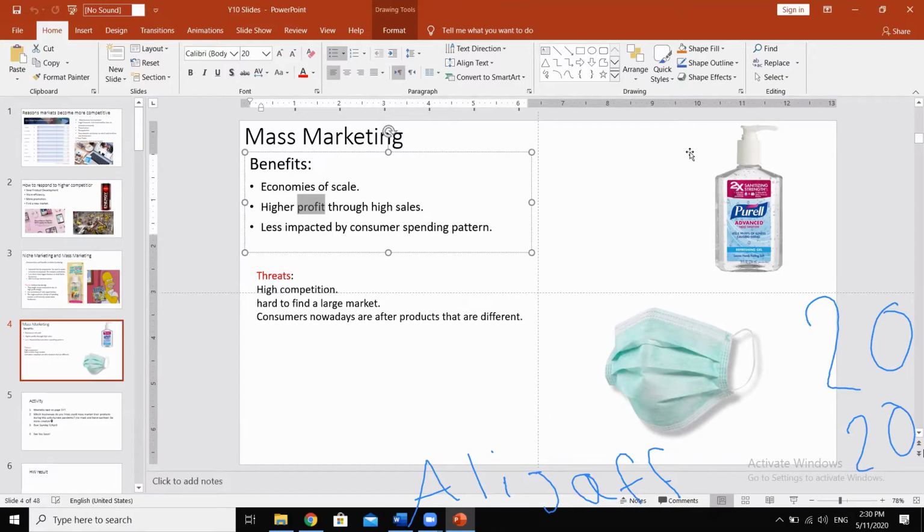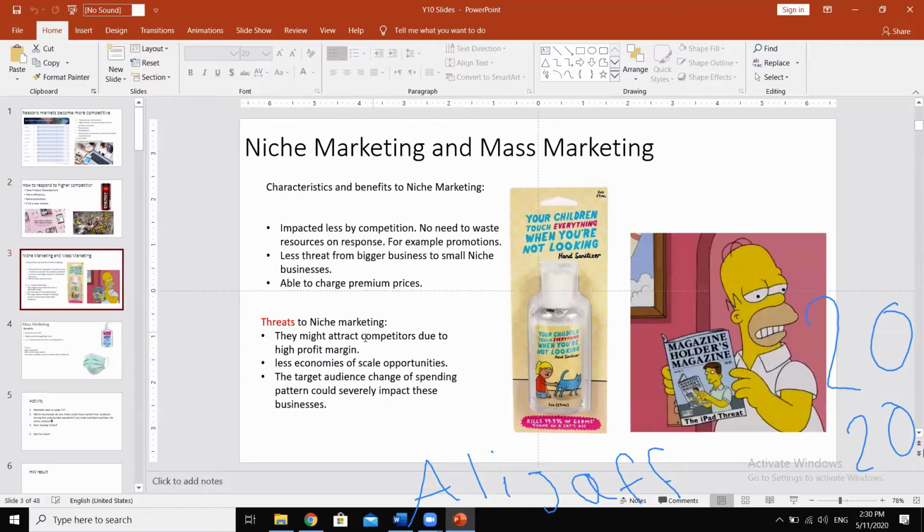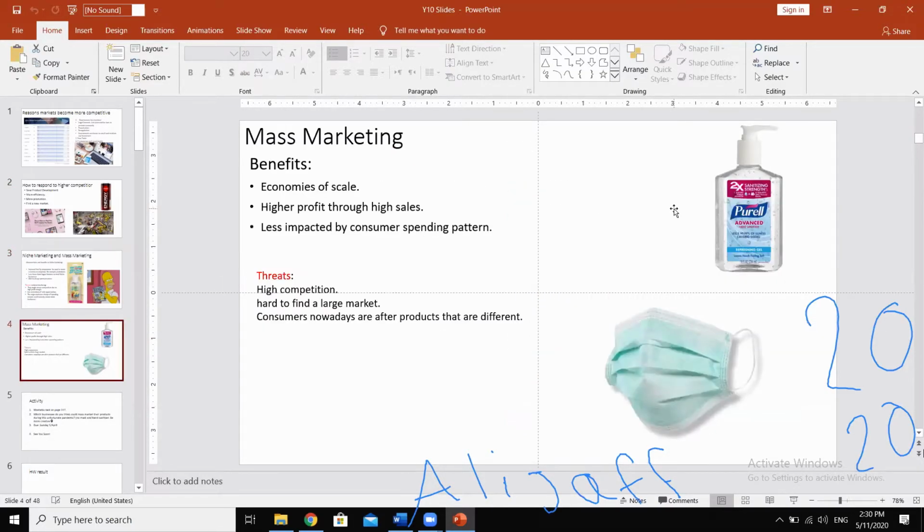Their business will continue. If suddenly children stop using this product because it's not safe for them, let's say, due to a new scientific breakthrough, then they still sell it to old people and adults, let's say, so their business continues. So the disadvantage that we had for niche marketing is solved by this.